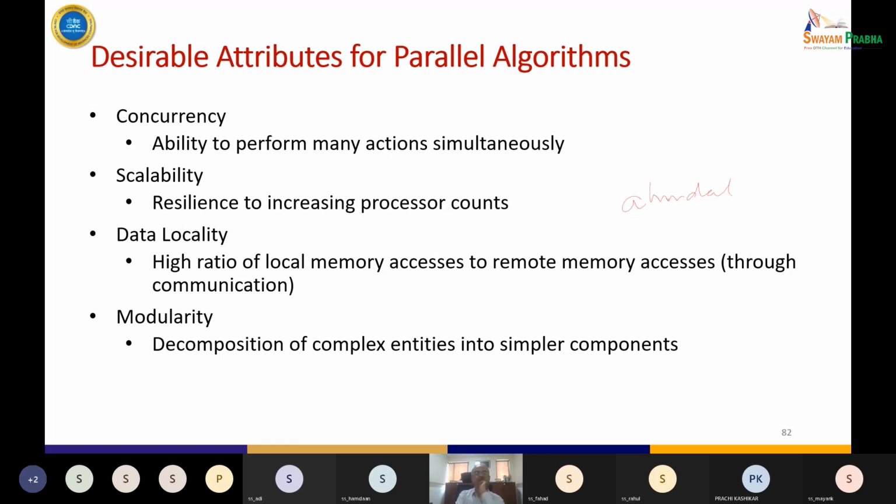Data locality. The algorithm should be such that your data is close to where the code is running. It should not be that there is a big pool everybody takes from, and it takes time to reach the processor. Modularity, of course, is something any program you design has to have, so that you can divide and conquer. Take a module, see what best you can do for it, and that gives benefits to the entire program.